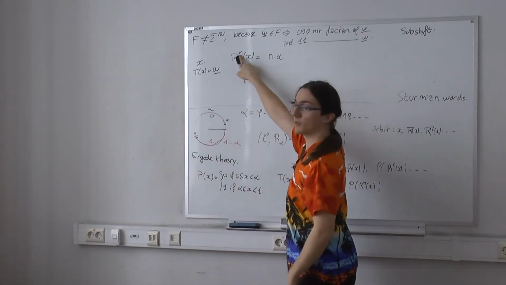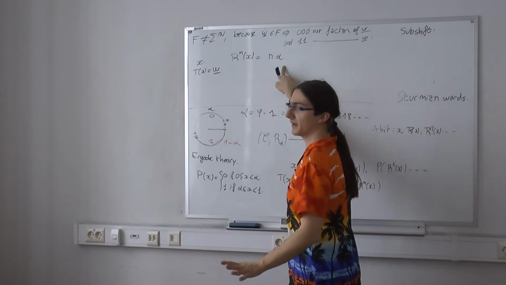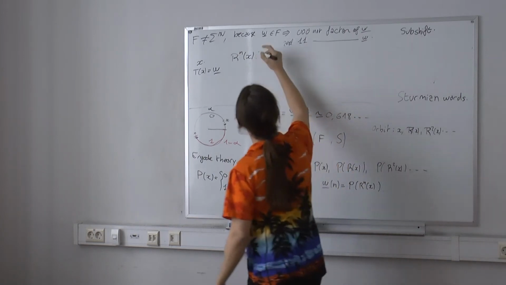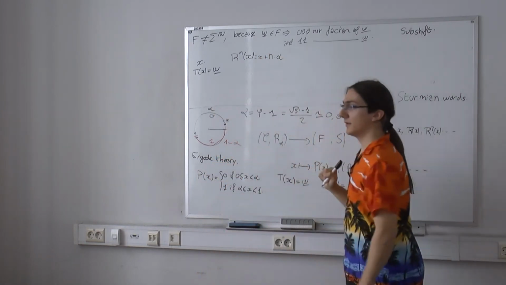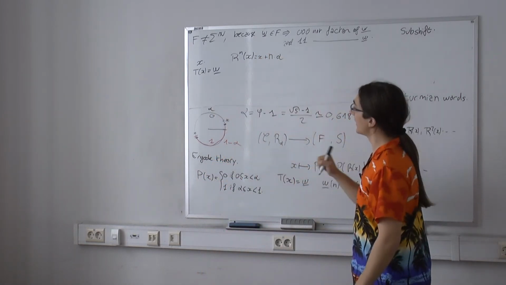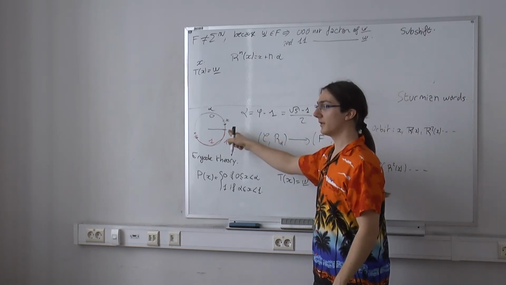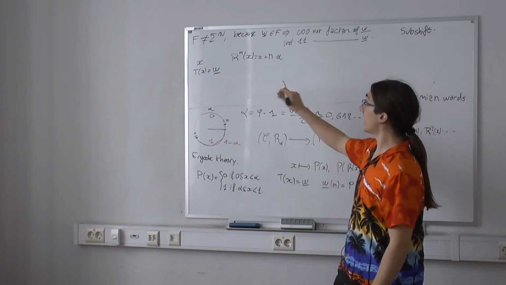Because if n equals 0, then we do nothing and we get x. So x plus n alpha. I will write it here. But yes, you're right: x plus n alpha. And then we work modulo 1.